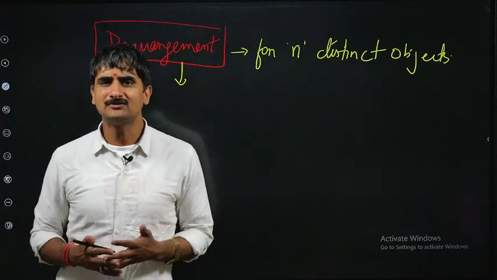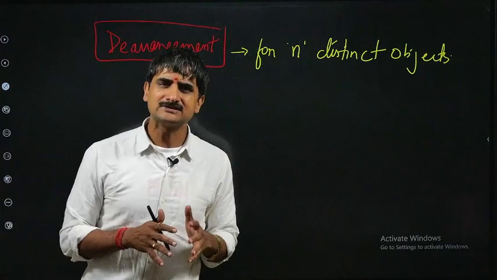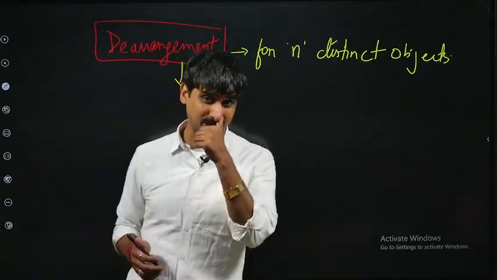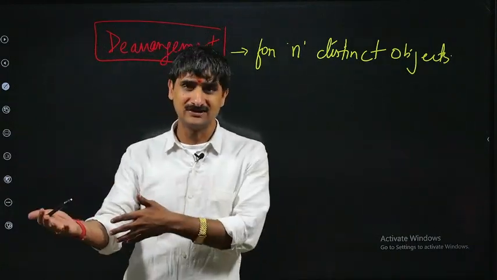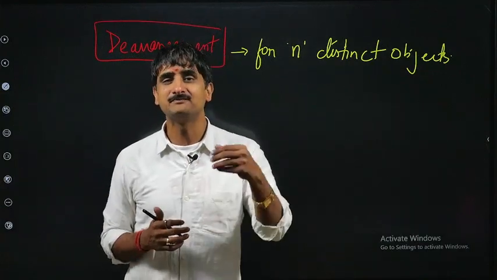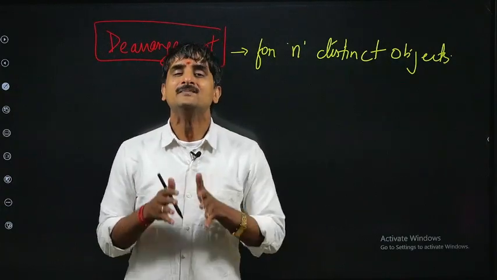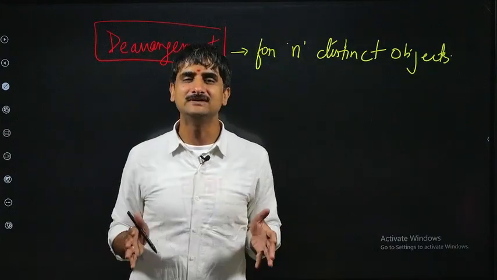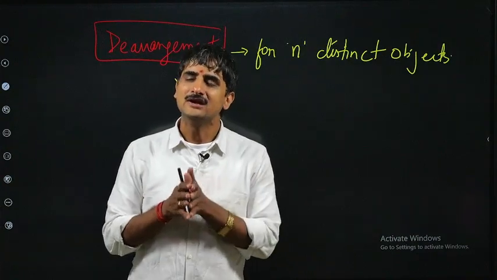What I normally call it is perfect disarrangement. No person goes to his or her designated place. Like one more example: there are 10 letters and 10 addressed envelopes. In how many ways can you put the letters in envelopes such that no letter goes to its own envelope? That's derangement, perfect disarrangement. No letter goes to its own envelope.